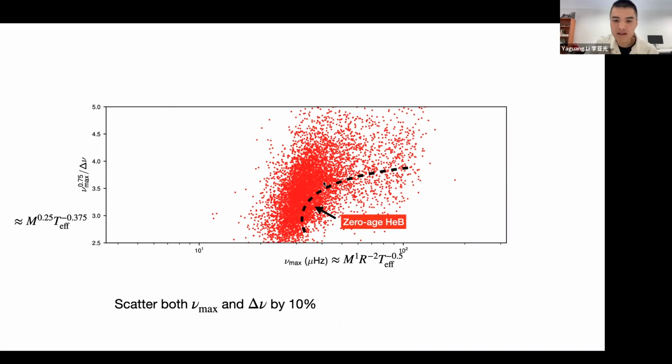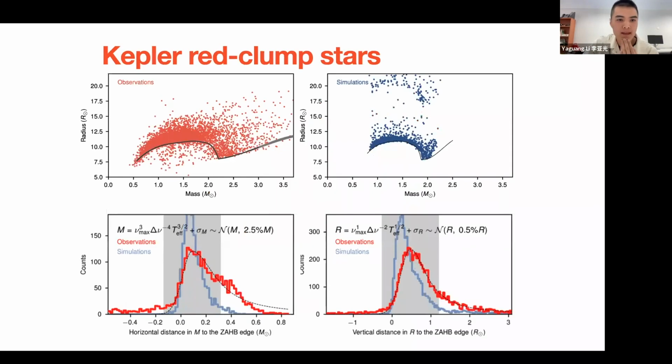So this indicates that we can use the sharpness of this feature to constrain the intrinsic scatter of the scaling relations. Because if the scaling relations do not work really well, then we will not be able to see these features in such a sharp form. So what we do is we take the observational sample observed by Kepler, and we also generate a synthetic sample from simulations. Then we add artificial scatter to the synthetic sample and compare its sharpness with our observed sharpness.